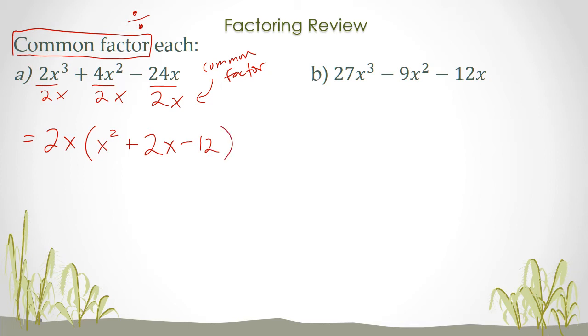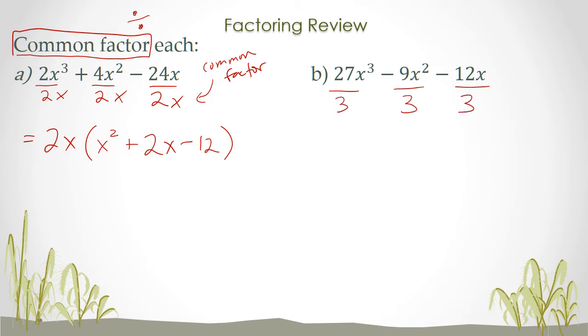I'm not going to bother checking these, but just know on your own, you could easily check these by just distributing that 2x in. And if you factored correctly, you will get the original expression back. B, same thing, common factor. Divide, divide, divide. What is the biggest number that goes evenly into all those numbers? Hopefully you're thinking 3.